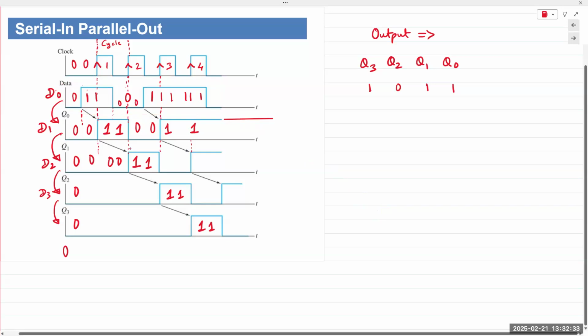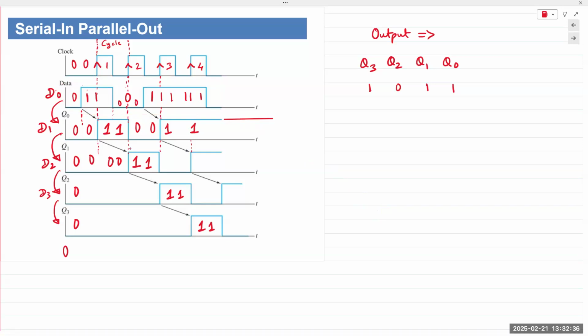And now the data is fed in. When you want to obtain output, we are simply reading Q3 to Q0. So we read in this fashion from Q3 to Q0. What do you see? You have a 1 here, and you're reading this. In the 4th clock pulse, we have a 1, then we have a 0, then we have a 1, and then we have a 1.